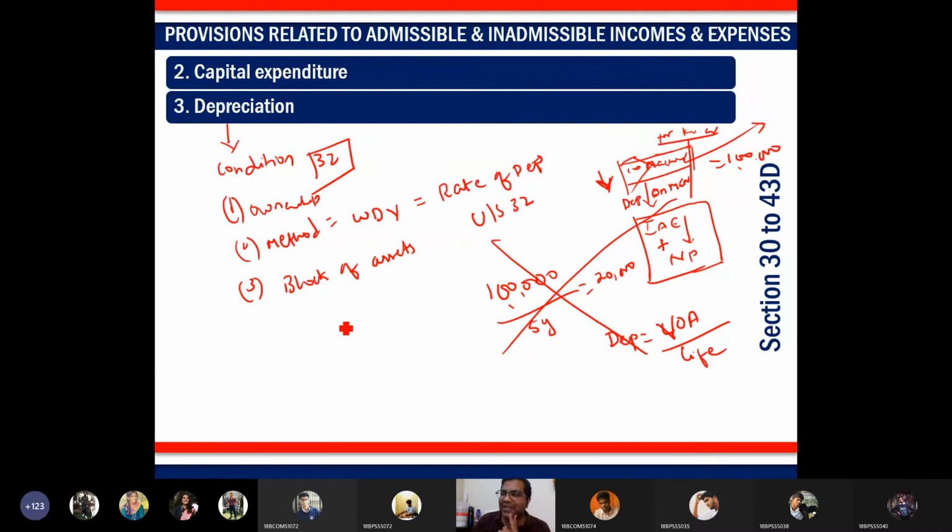And this is one of the very widely asked questions in the examination for 2 marks: define block of assets. So pay your attention here and try to understand what we mean by block of assets. Now, what the income tax department says is you don't have to charge depreciation on each and every asset what you have in the business.